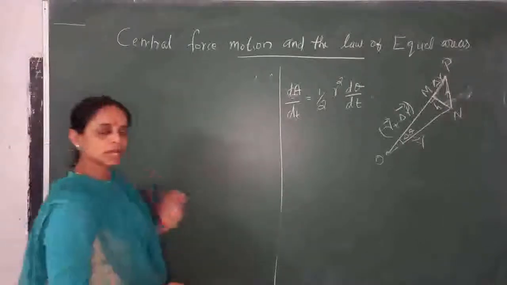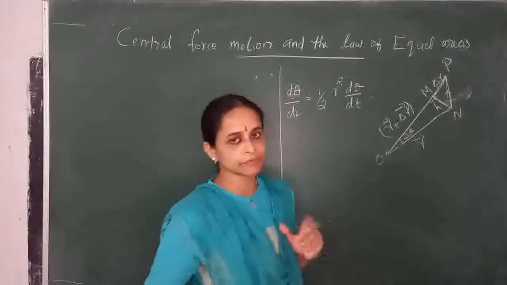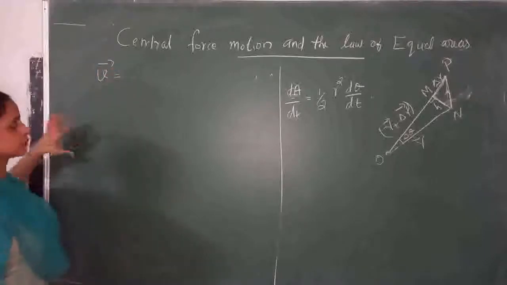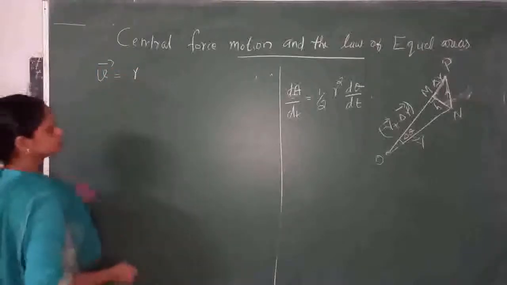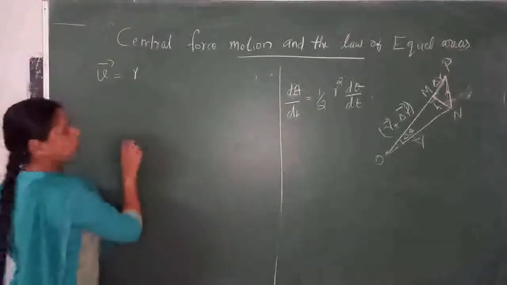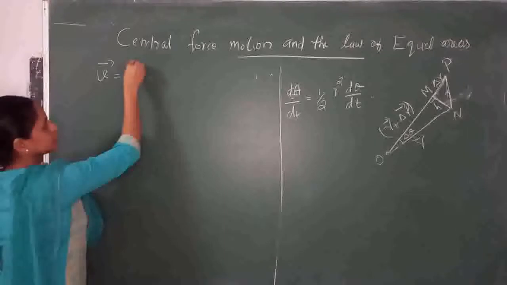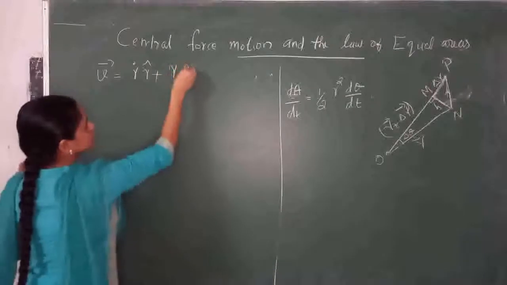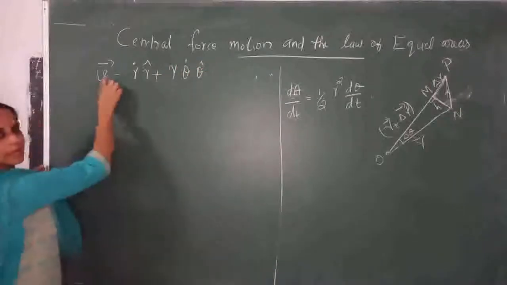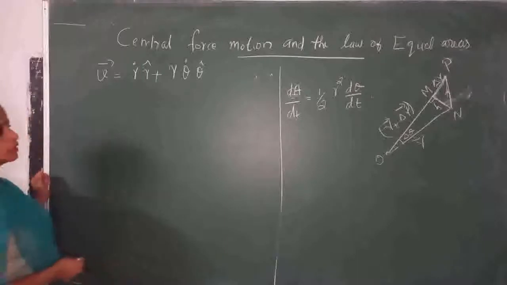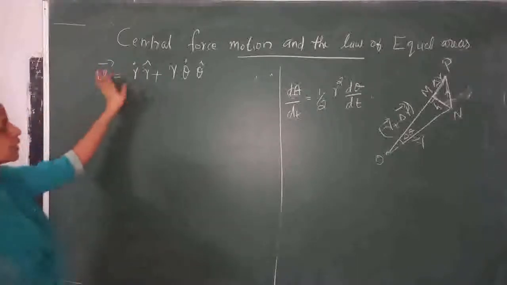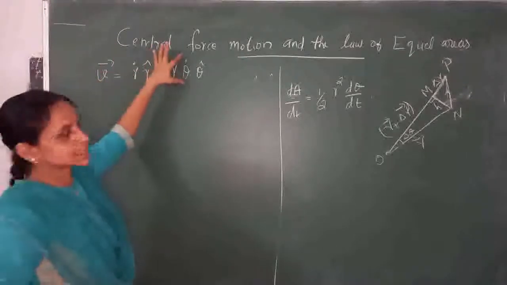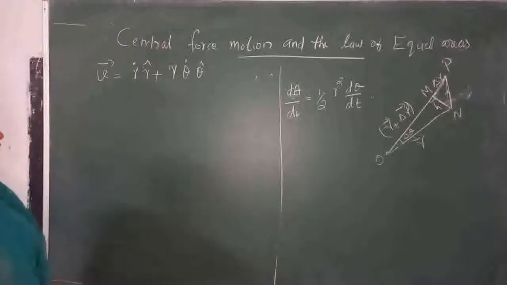So in the polar coordinate system, the velocity vector is given by v equal to r dot r cap plus r theta dot theta cap. This is the velocity in the polar coordinate system. Just remember this: the position vector changes, here dr by dt and here d theta by dt.